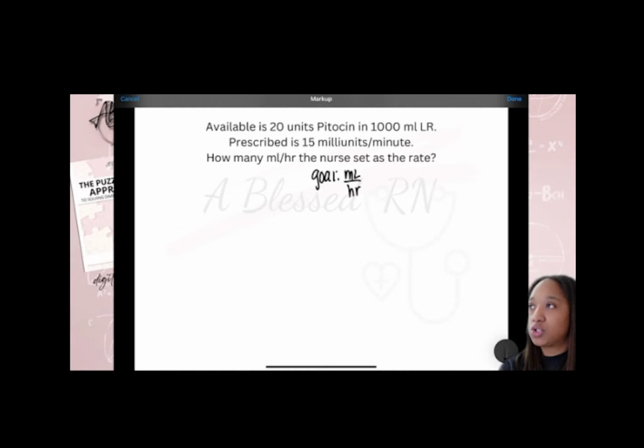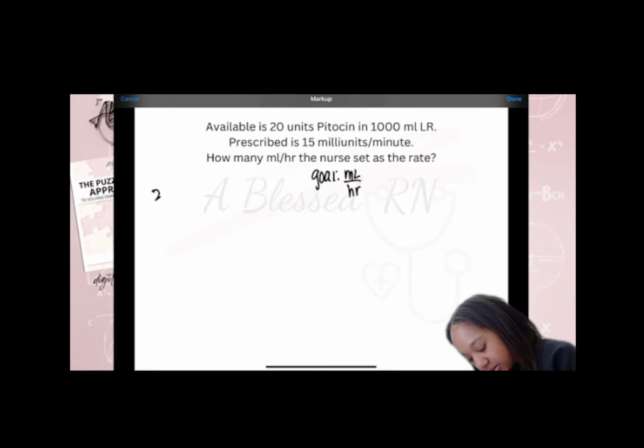Okay, so available is 20 units of Pitocin in 1,000 milliliters of lactated ringers. So that 20 units is in that lactated ringers, right? So that's together. So 20 units, that's called a concentration. 20 units in 1,000 mLs, okay?